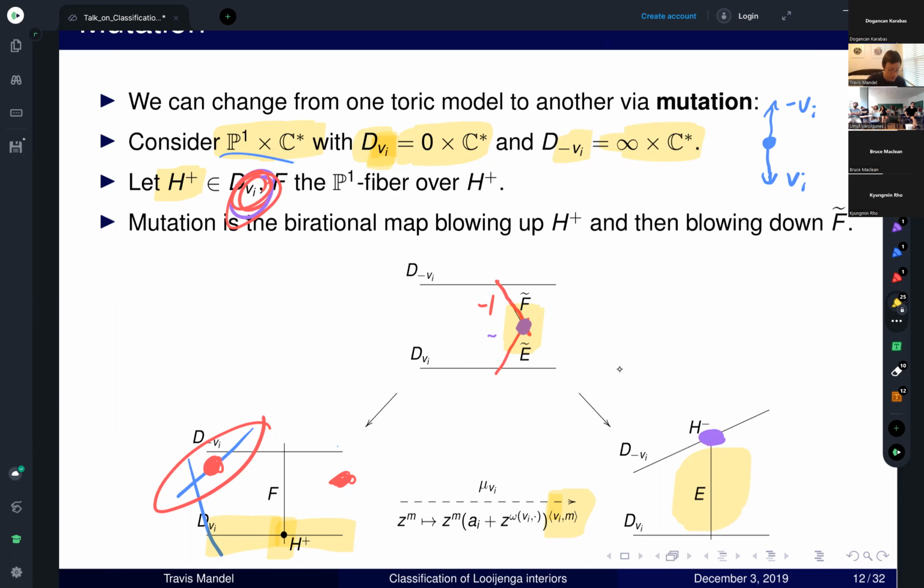So leaving that out for this talk mainly, but I wanted to mention it. Right, so you could allow for non-primitive v_i that way.